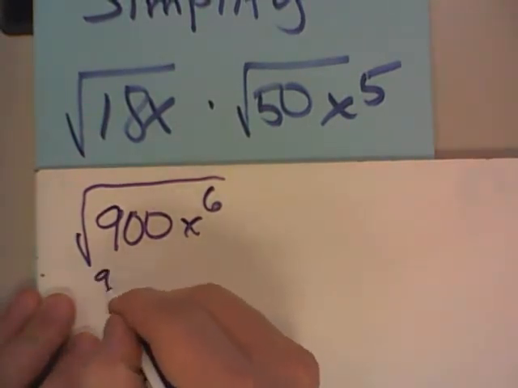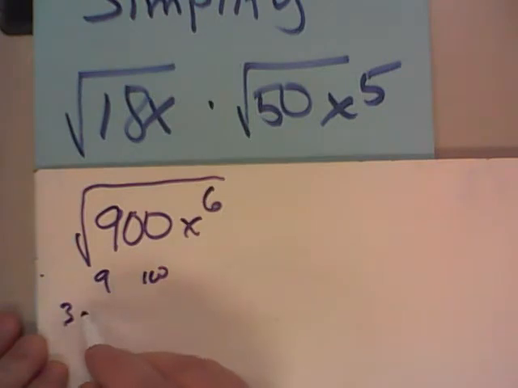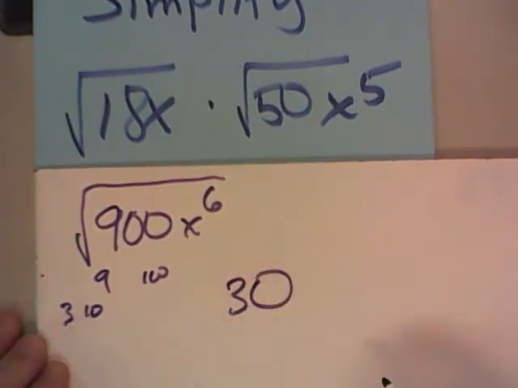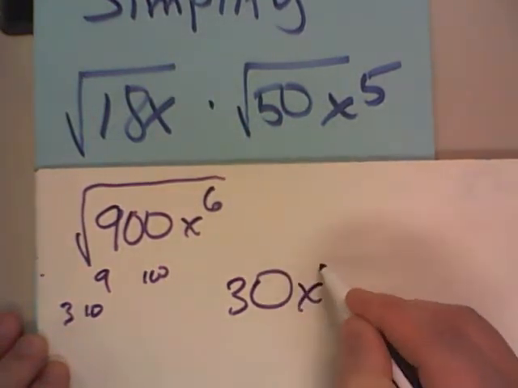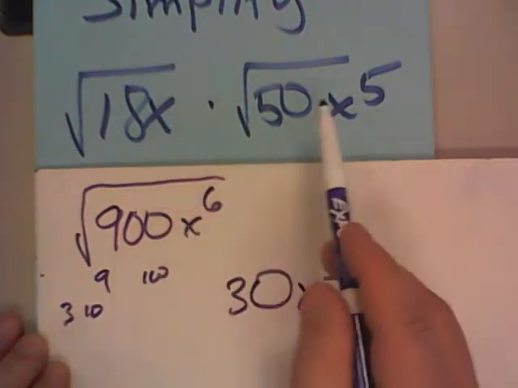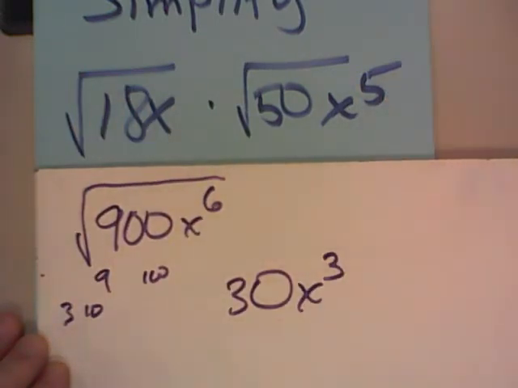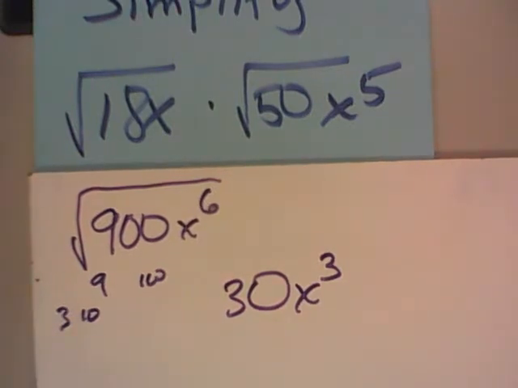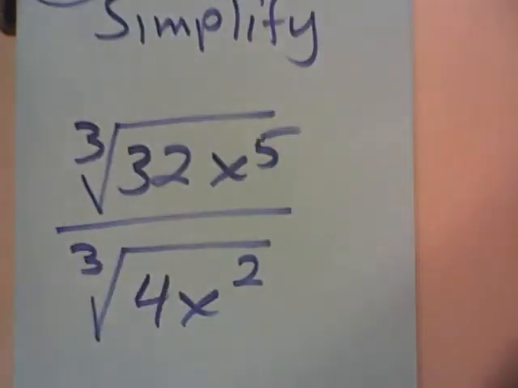Well, 900 is 9 times 100. We know that the square root of 9 is 3, so I can pull the 3 out. We also know the square root of 100 is 10, so I can pull both the 3 and the 10 out. 3 times 10 is going to be 30. And then I have x to the sixth, and if I take those out in pairs, that would be x to the third. Now, because the original question had an odd exponent here and an odd exponent here, I would not need absolute values around the 30x to the third. So our final answer is 30x to the third.